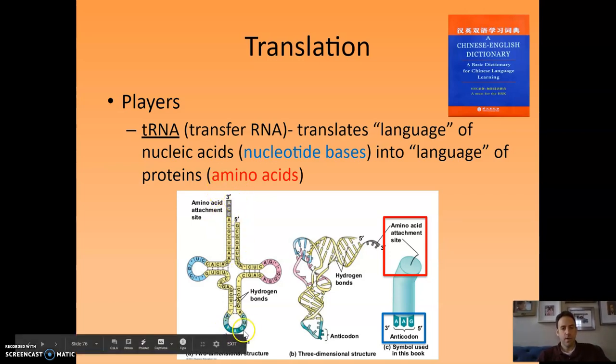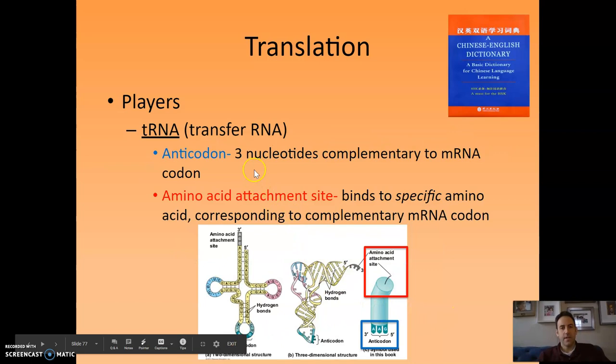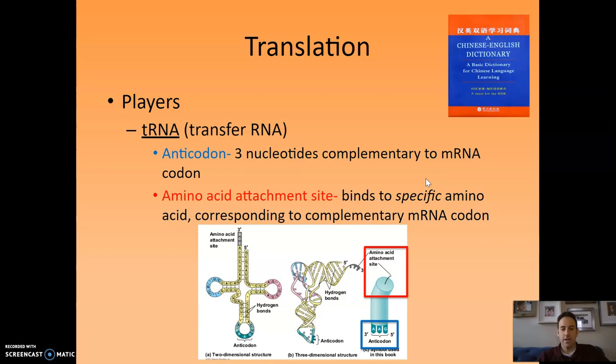On the other end of the molecule is something called an anticodon. And the anticodon is 3 nucleotides that are complementary to the mRNA codon. In other words, this AAG is going to interact with UUC on the mRNA. So it also speaks the language of messenger RNA. I like to think of this as a Chinese-English dictionary. It speaks both languages. It speaks the language of protein and the language of nucleic acid because different parts of the molecule interact with each part. Okay, and note that the amino acid is specific based on what that anticodon is.